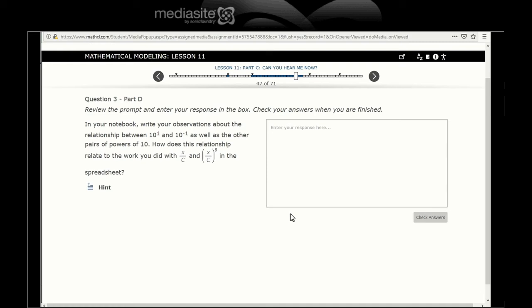In your notebook, write your observations about the relationship between 10 to the first, 10 to the minus 1, as well as other powers of 10. How does this relationship relate to the work you did with x over c and x c to the b in the spreadsheet?